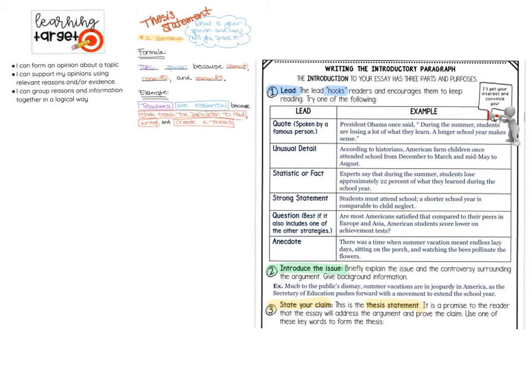And then finally, you would have your thesis statement. We've spent this morning and yesterday going over thesis statements, so I'm not going to go over that as much. But these 3 things, number 1, 2, and 3, are what is going to make a powerful introductory paragraph to your opinion writing.